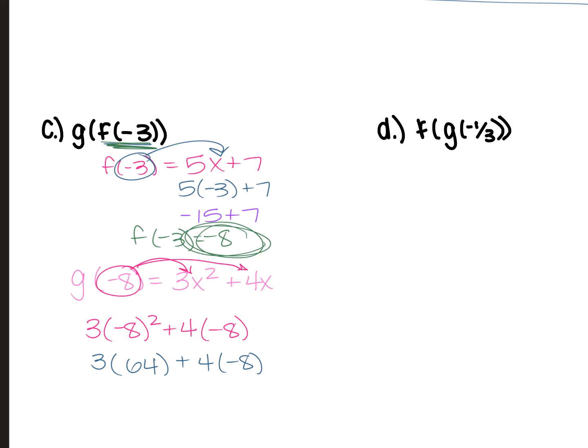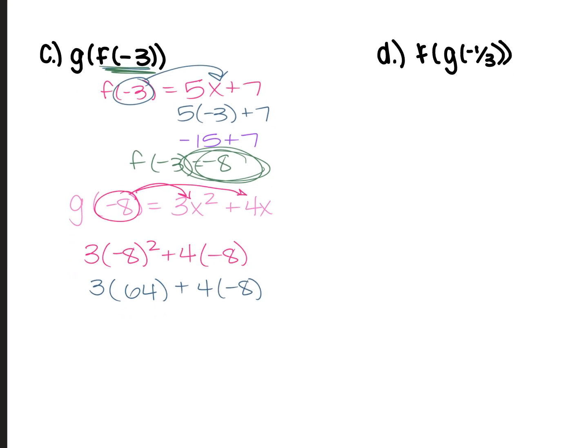From here, multiply. 3 times 4 is 12, carry the 1. 3 times 6 is 18, plus 1 is 19, so it's 192. Then you have 4 times negative 8, which is negative 32. Subtract these two. 192 minus 32 is going to give us 160. So that 160 is g of f of negative 3.